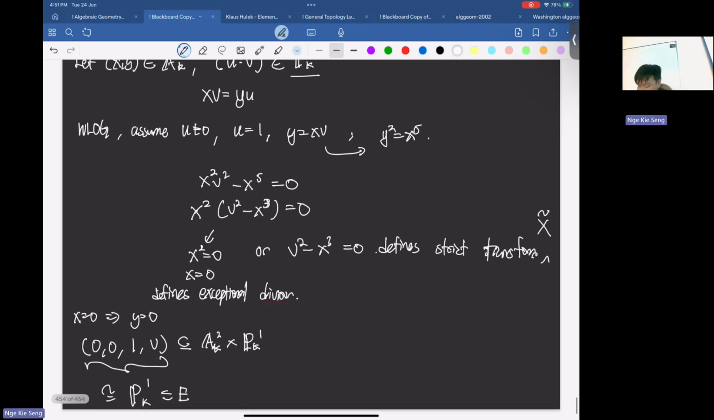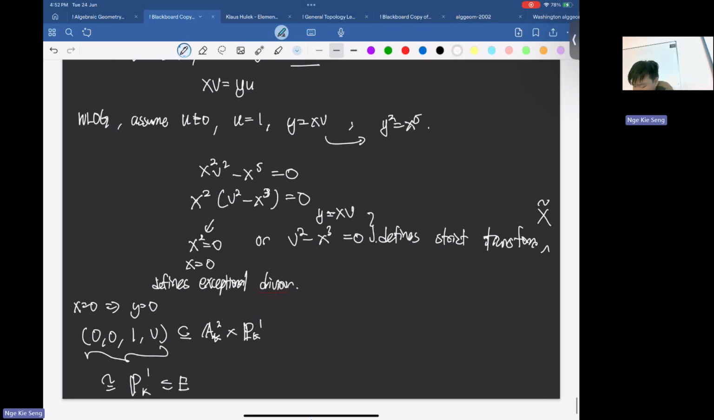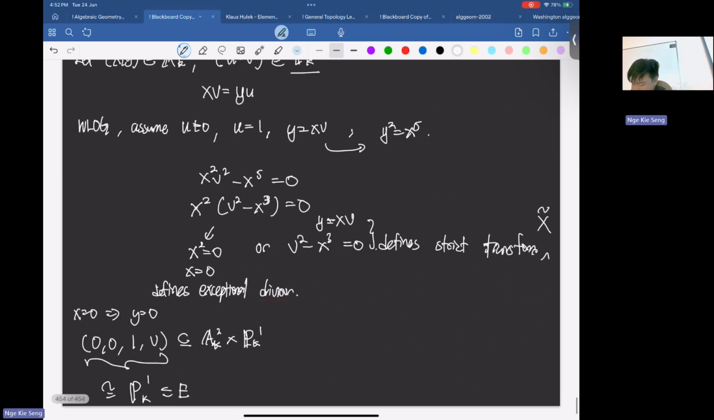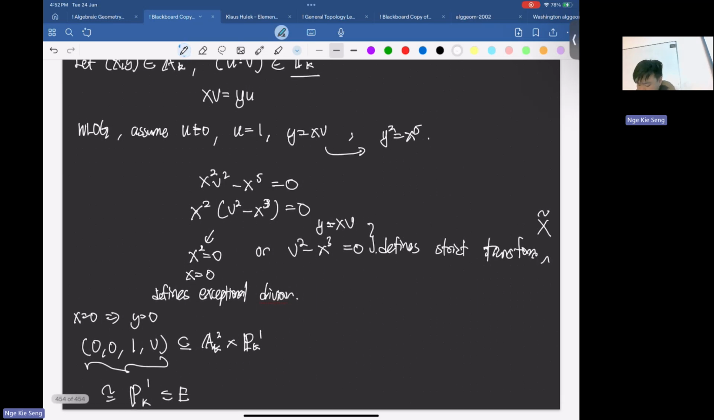If you're not sure whether this is smooth, then you can try to use the definition to verify which one is a singular point. Actually there are two equations, y equals x v, and these two equations define the strict transform. So in order to verify whether this strict transform is smooth, you can calculate the Jacobian matrix again.